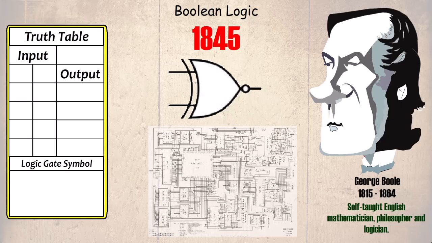This is an example of a combination of gates. It's called an XNOR gate. The output of this gate is 1 only when both the inputs are 0 or both are 1.